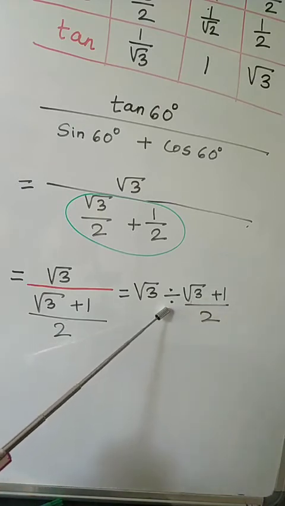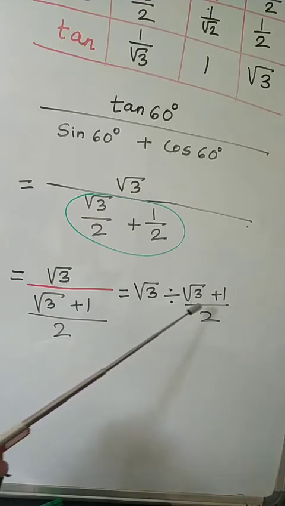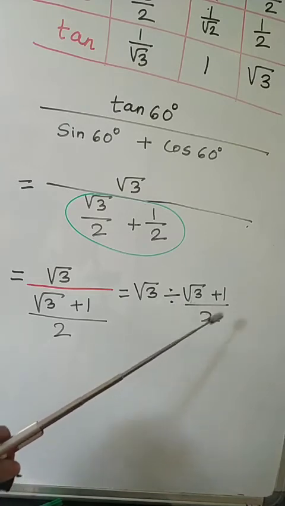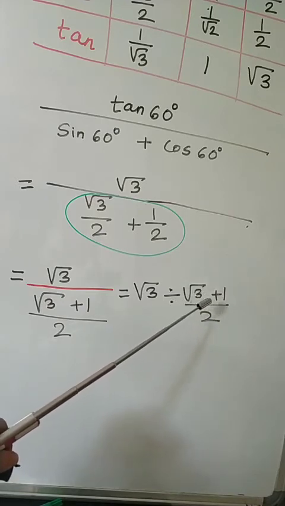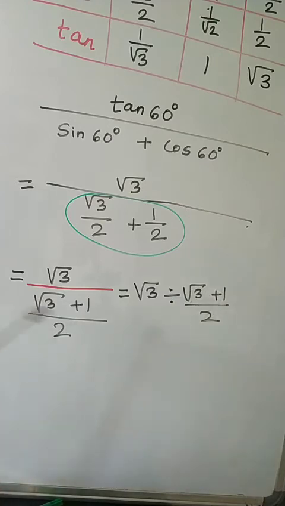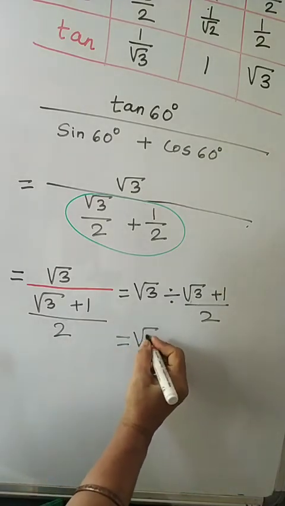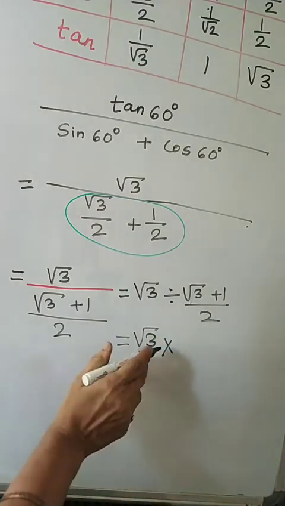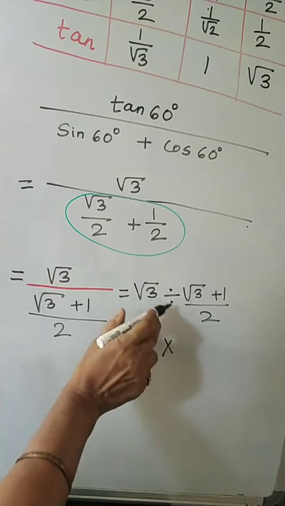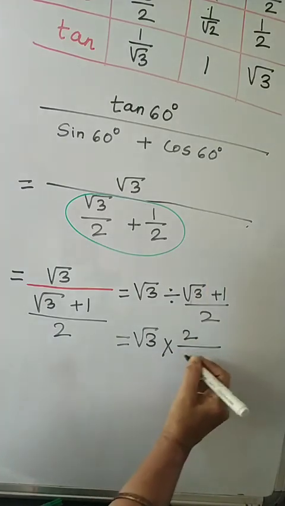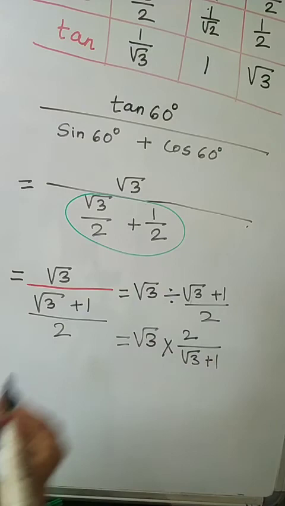Now we can change this division sign into multiplication, and when we do that, what will happen to the fraction which follows that multiplication sign? It becomes inverse. Yes, the multiplicative inverse of this is 2 in the numerator and root 3 plus 1 in the denominator. So we are now going to do that. Root 3, instead of division I write multiplication. The moment I change the sign from division to multiplication, this becomes inverse. So 2 on top and root 3 plus 1 down.